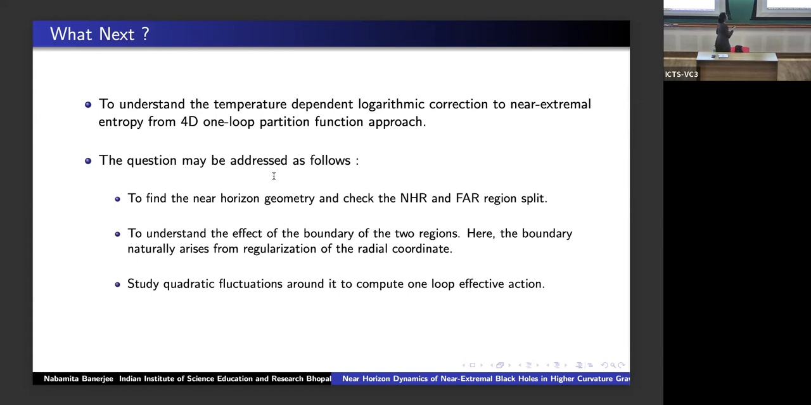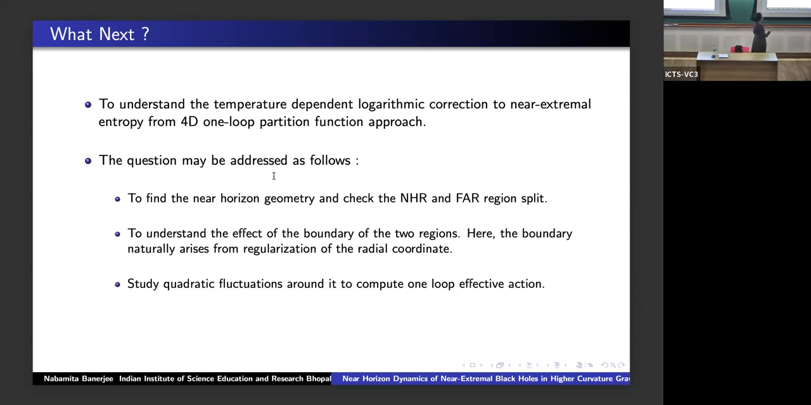If I want to do that, then what I would really like to do is ask this question: can we compute the near-extremal entropy from a 4-dimensional one-loop partition function? I don't want to go to this effective description. I just want to do a Euclidean partition function calculation in 4D for this near-extremal geometry, and see whether one can get the same result. Okay. Now, this question can be addressed as follows. Again, the idea would be to look for a near horizon geometry and then check its near horizon region and far region. This part is fine, but now not in terms of an effective 2D description, rather in terms of the 4D description. And then to understand the effect of the boundary that is separating the two.